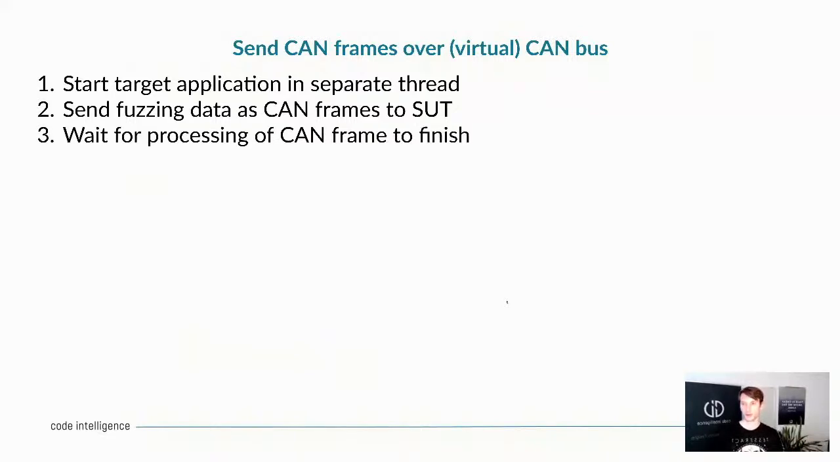And then there's one very important thing. We need to wait for processing of the can frame to finish. So we need to make sure that we know or are informed when processing the can frame is done. The fourth point would be to reset the state of the application, which is actually not needed in this case because can dump doesn't really save a state. So that's good. And the fifth step would be to start over at the second step. So we don't have to restart the application. We will just start it once, and then we will just send fuzzing data to it.